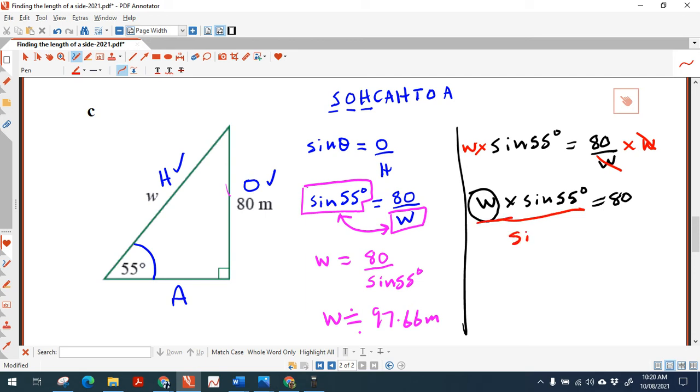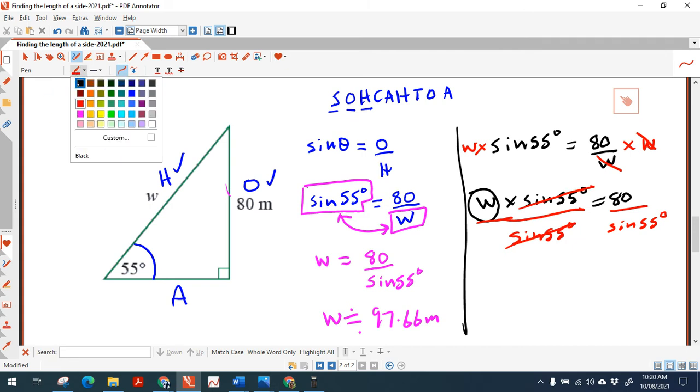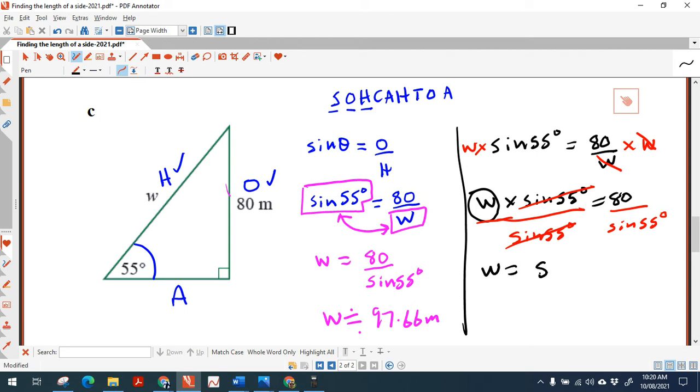Okay, so you divide both sides by sine 55 degrees. Now, that means that cancels with that. You're left with W equals 80 over sine 55 degrees, which is exactly what we had over here. So you get the same answer. So one's the long way, one's the short way.